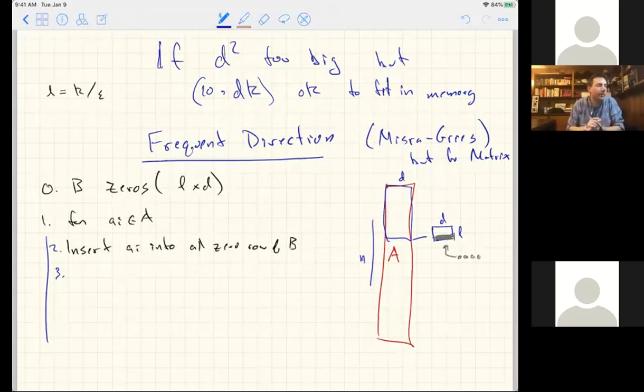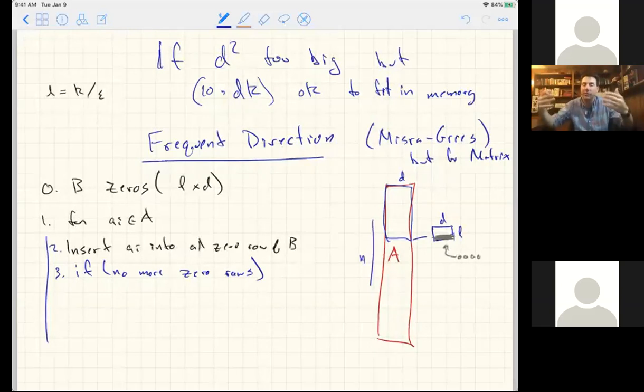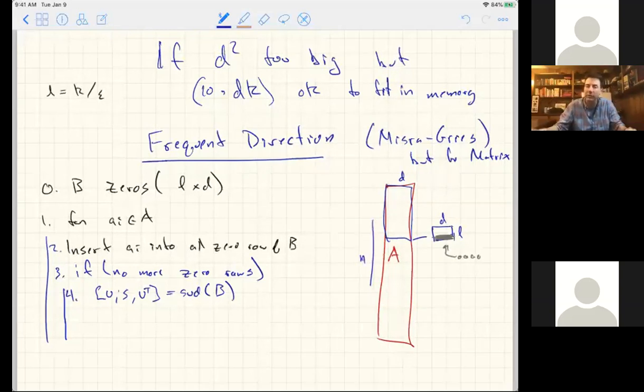Okay, now I'm going to say if there are no more 0 rows, and I know that each time I'm going to use up one of them, so I can just keep a counter to see if I've used up all my 0 rows, then I need to fix it so I get those 0 rows back, and this will be like the shrinking step inside Misra-Gries. Okay, so step 4, which is now going to be inside this if statement, is I'm going to compute the SVD of B, but this is okay. B is a much smaller matrix than A, so this I can do more efficiently.